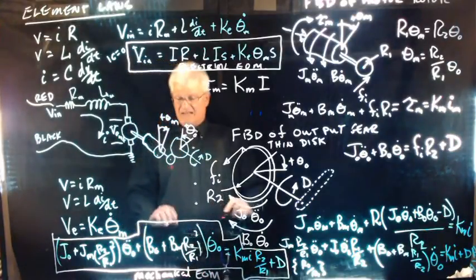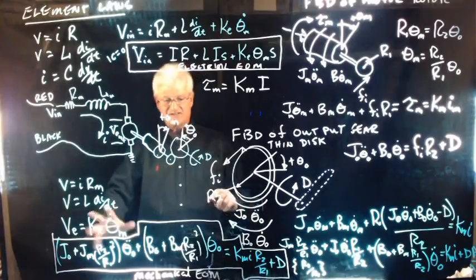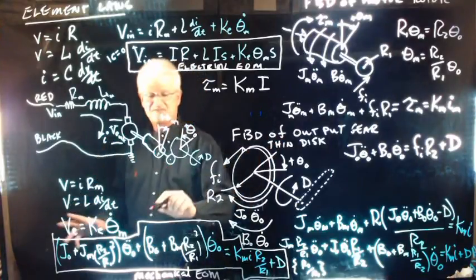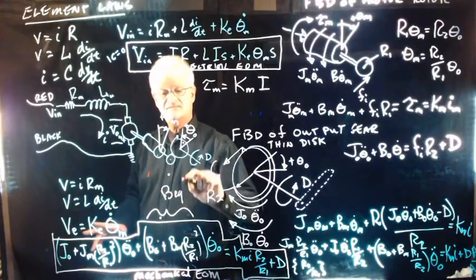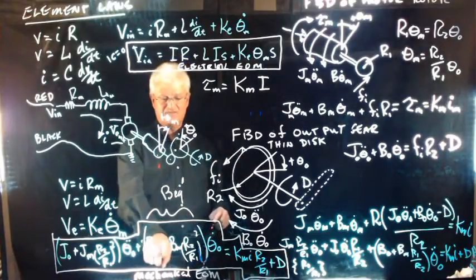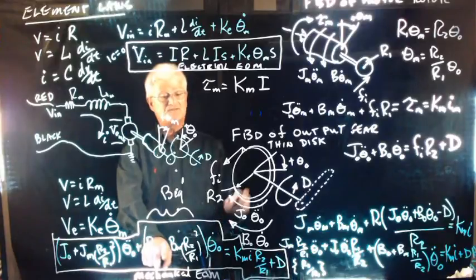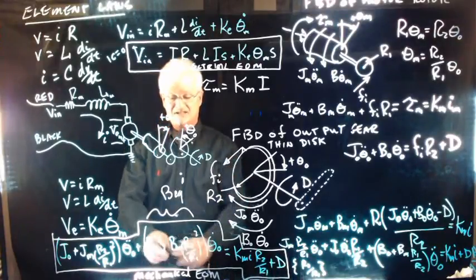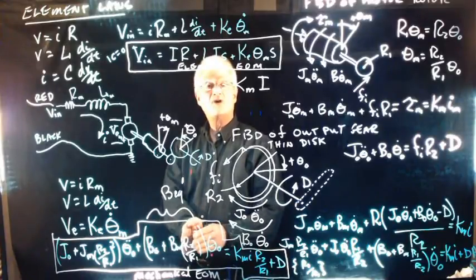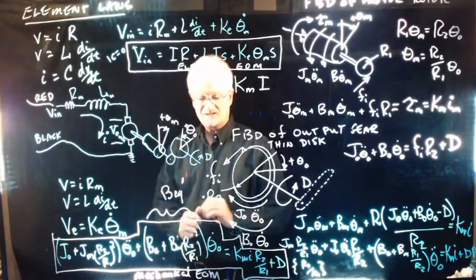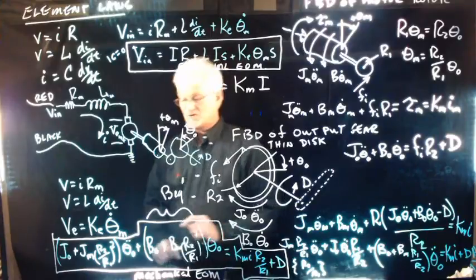If I have any more space, you know what? There's a couple of substitutions that I can make. I'm going to call this one B equivalent prime. So what the equivalent damping at the output shaft is, it's whatever the damping is on the output shaft plus whatever the motor damping is, but that's times the gear ratio squared.